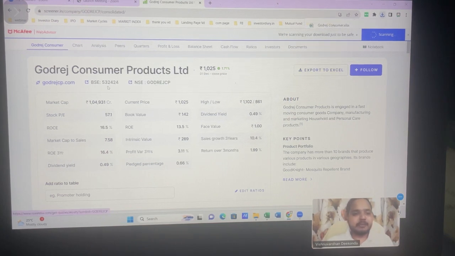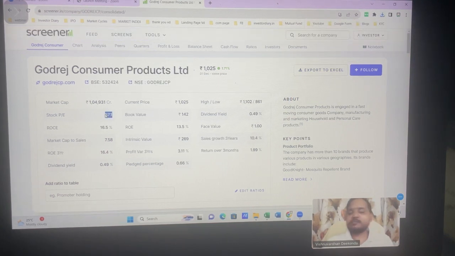For example, you can check the PE ratio of the stock. Here you can see the current PE ratio is 57. Generally, if the PE ratio is more than 20, we don't invest in that stock for a simple reason: after valuing the stock, it will be overvalued, and we don't invest in overvalued stocks. So our cutoff maximum is 20. The maximum PE ratio that we invest is up to 20.